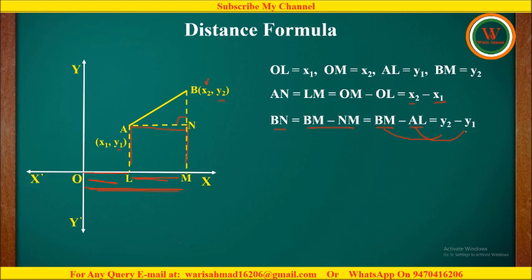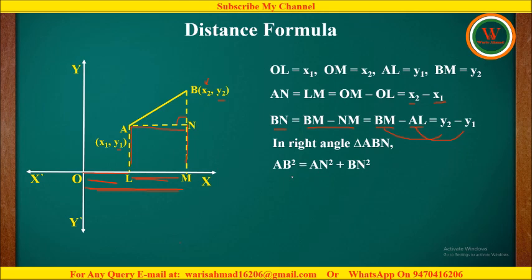After that, we have to consider right angle triangle ABN. This is the right angle triangle. Here we have to find the measurement of AB. According to the Pythagoras theorem, AB square is equal to AN square plus BN square. So we can write the same line here.